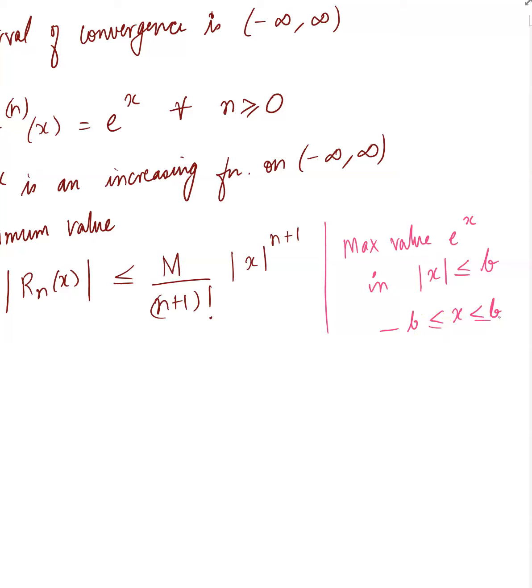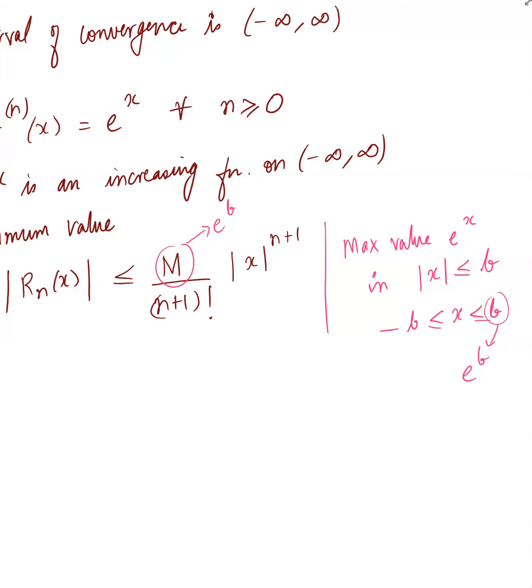The maximum value for e power x would be e power b. Does that make sense? Because it keeps on increasing. So if you are limiting it to an interval of negative b to b, you're looking for the maximum value. Because it's increasing, it won't be at negative b, it will be at b, and so it will have to be e power b. So we're using that information to replace the M with e power b.